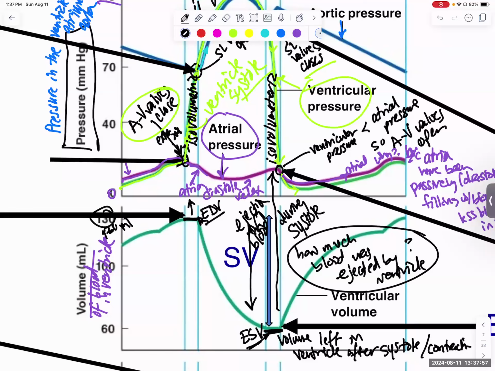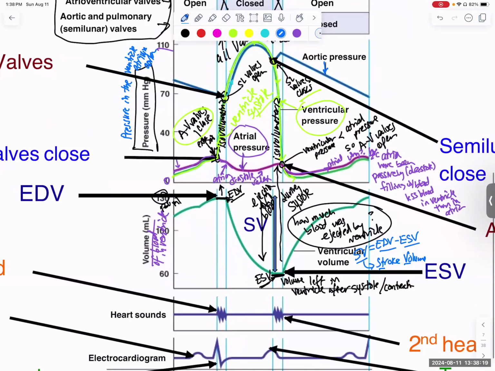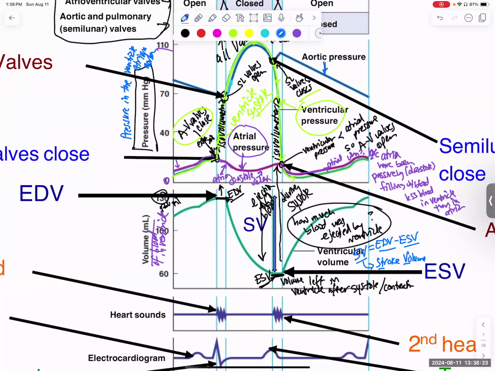Right? How do you figure that out? Well, you take the volume you started with, end diastolic volume, you subtract the volume of blood left in there, end systolic volume, and this is going to equal something called stroke volume. The stroke volume is the volume of blood that was ejected out of the heart. So we could figure out what the stroke volume is, because if we look, end diastolic volume is 130, and end systolic volume is 60. And so we know that the stroke volume is 70 milliliters. So 70 milliliters of blood was ejected out of the ventricle during systole.